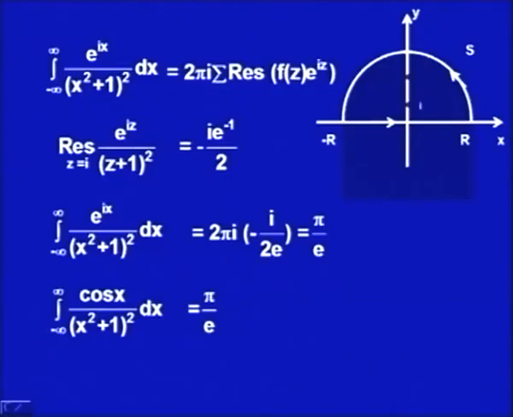So, we have proved the formula: the integral from minus infinity to plus infinity of cos x upon (x square plus 1) whole square dx is equal to pi upon e. Actually, you can generalize this formula also. You can use here cos ax and here (x square plus b) whole square, where b is any number.